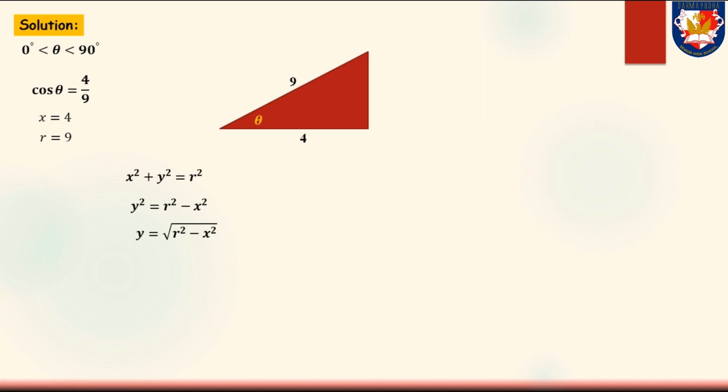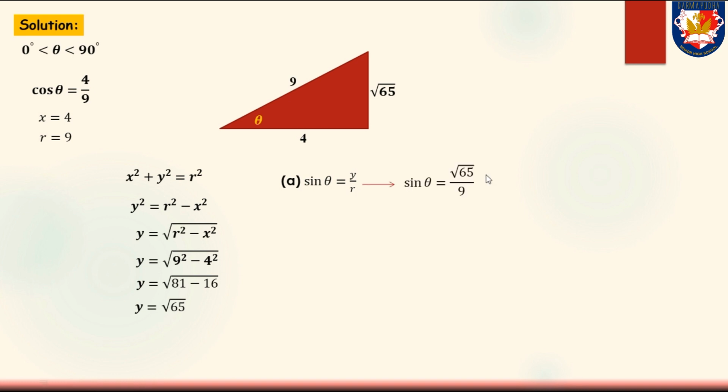Substitute all the values of r and x, y equals square root of 9 squared minus 4 squared. By the calculation, the value of y equals square root of 65. Sine theta equals y over r. Substituting the values of y and r, we will obtain sine theta equals square root of 65 over 9. Tangent theta equals y over x.